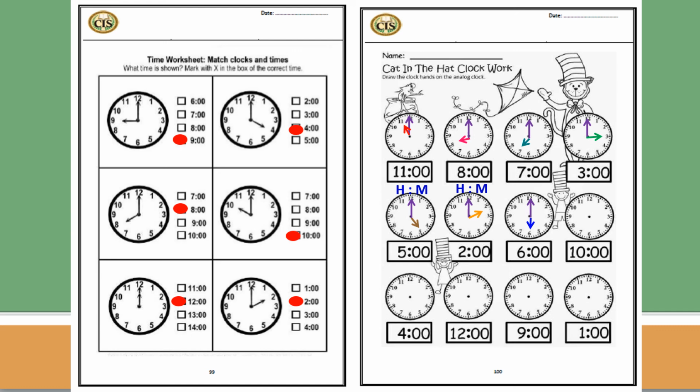10:00. 10 for hours, 00 for minutes. So the short hand points to 10 and the long hand points to 12. 4:00. The short hand points to 4. The long hand points to 12. Here 12:00. 12 for hours and 00 for minutes. So the short hand here points to 12. Okay, and the long hand points to 12. Here 9:00. The short hand points to 9 and the long hand points to 12. The last clock here 1:00. So the short hand points to 1 and the long hand points to 12.